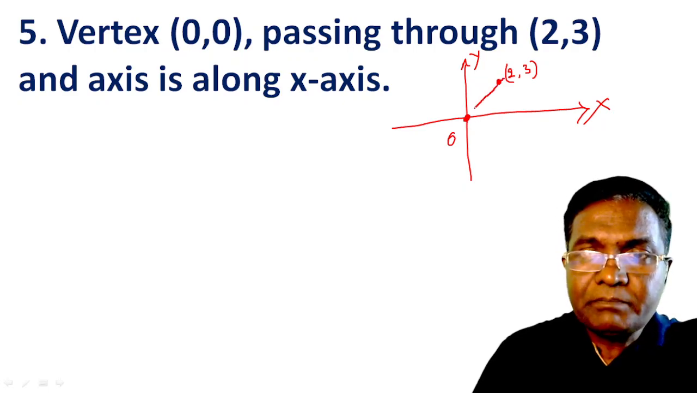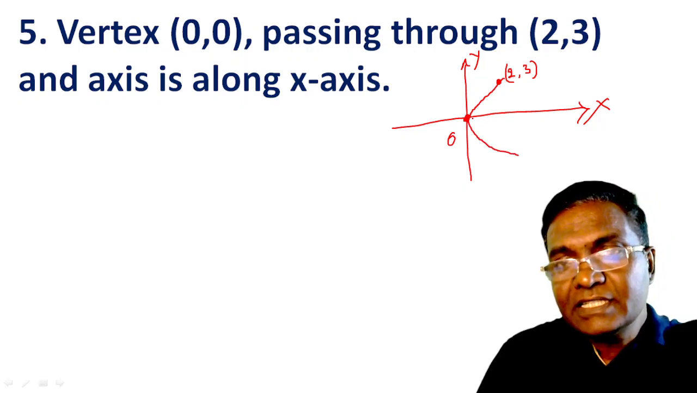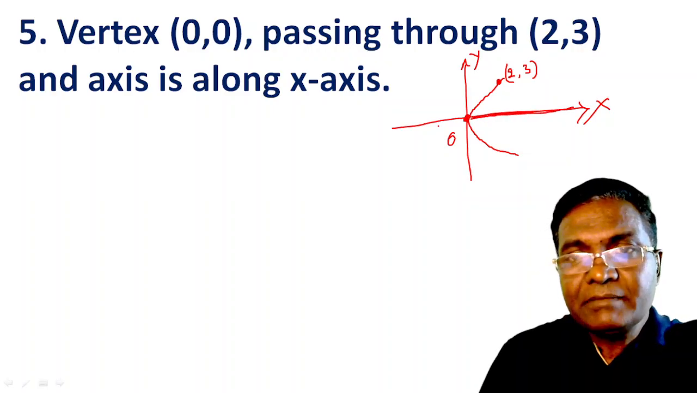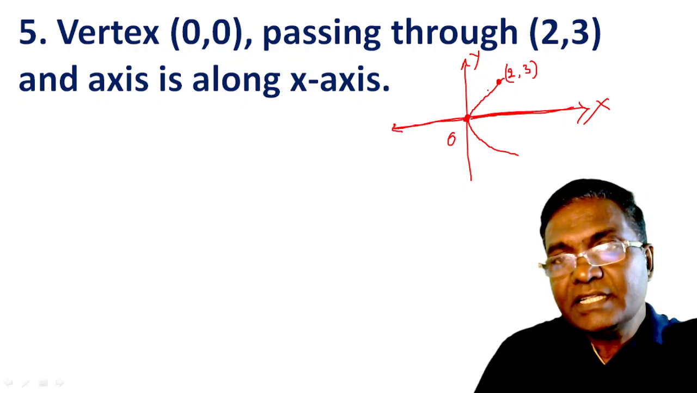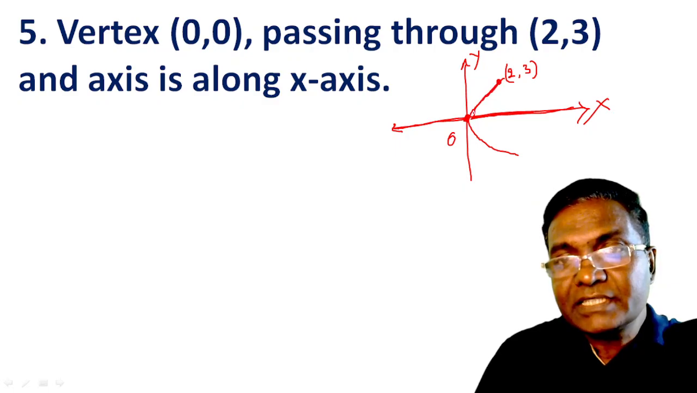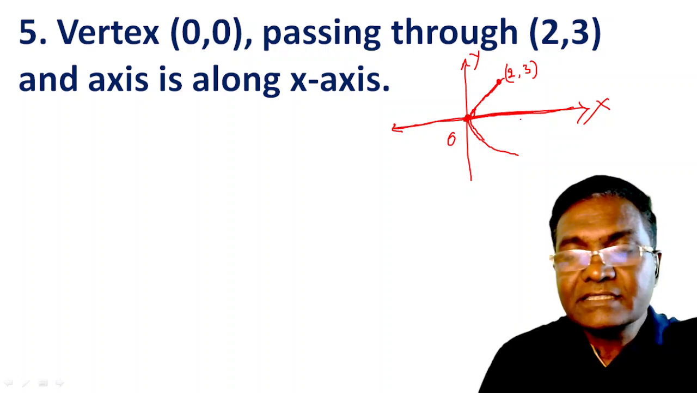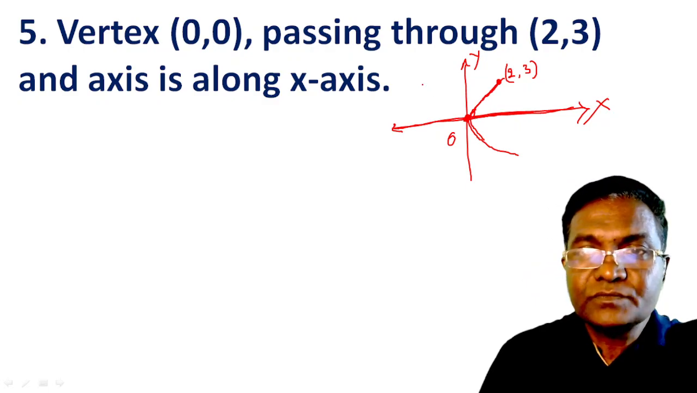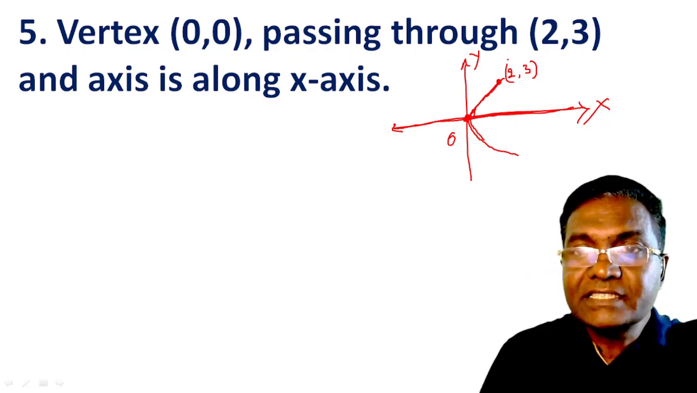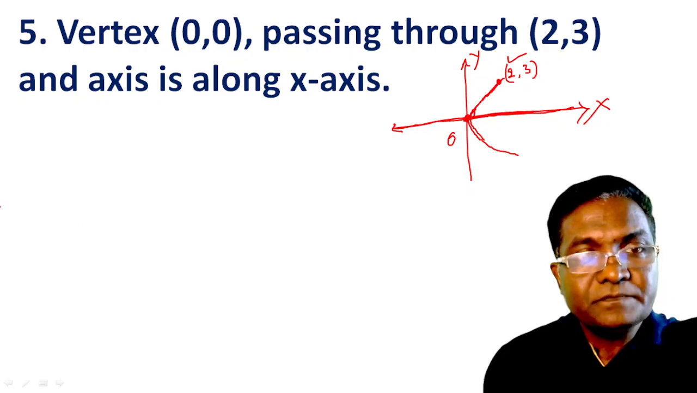So definitely the parabola has to pass through 2, comma 3, which means it must be like this, because you are given that the x-axis is the axis. It can be positive x-axis or negative x-axis, but not mentioned, so look at the condition. It is passing through 2, comma 3 and the vertex is at the origin and its axis is the x-axis. So this is the only case. It will not be like this because it is passing through 2, comma 3. So what is the equation then?